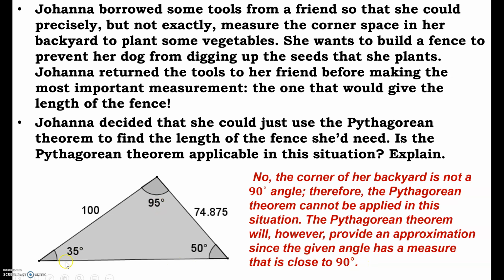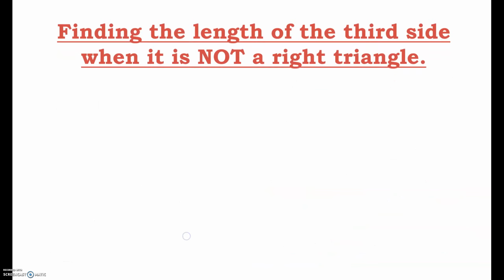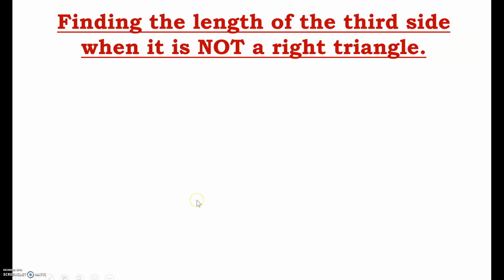So how do we find the precise measurement of this third side? Considering that this is not a right triangle, we cannot use the trig ratios using this diagram as it is. So we're going to do something. We're going to draw something in the diagram. So how do you find the length of the third side when it's not a right triangle?